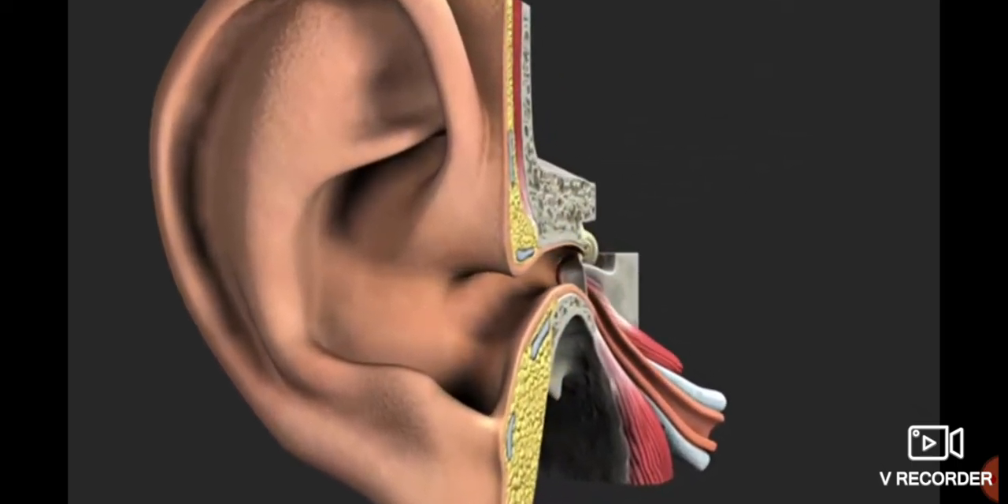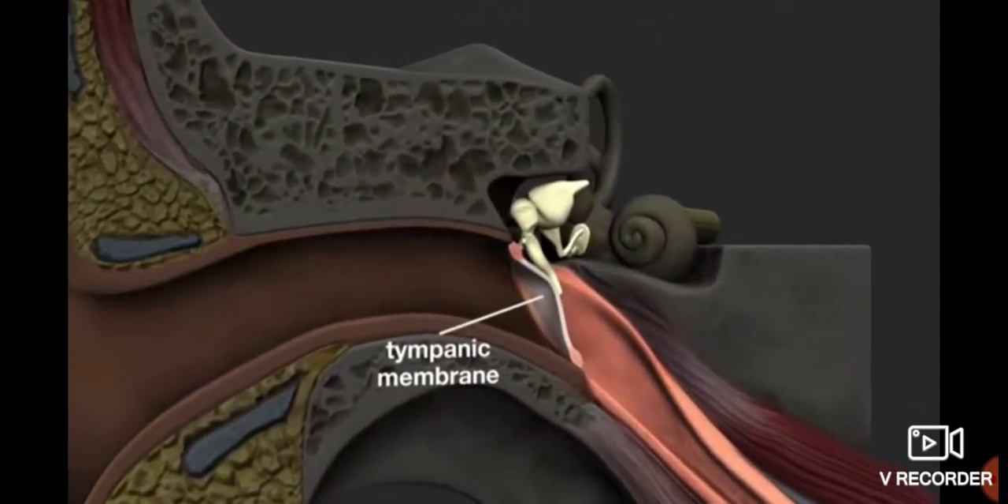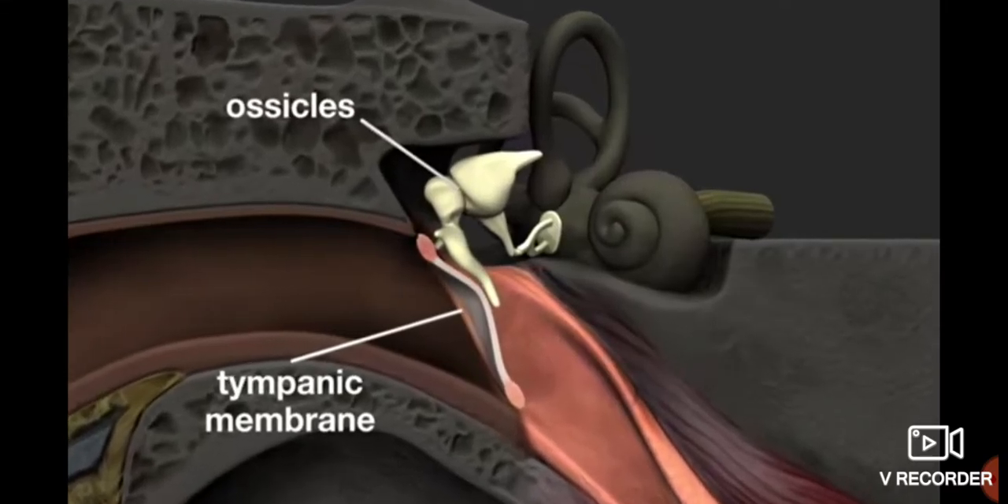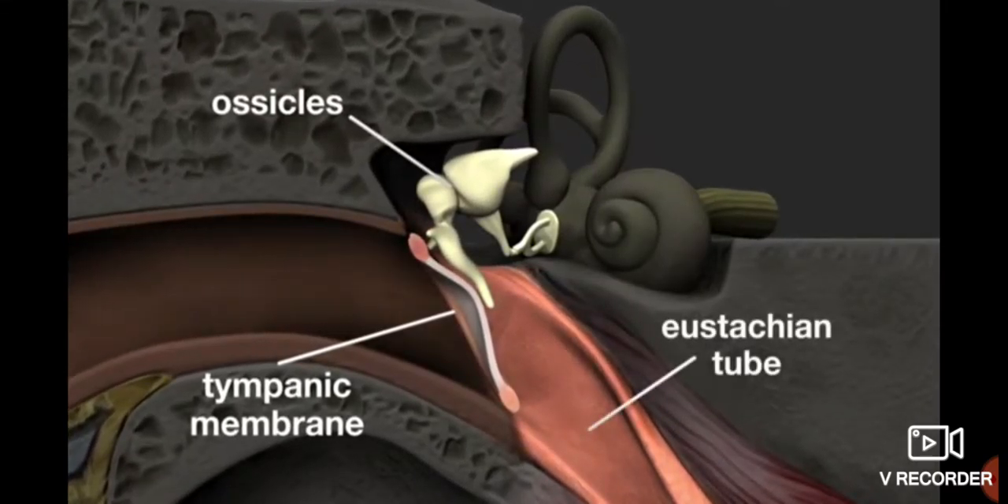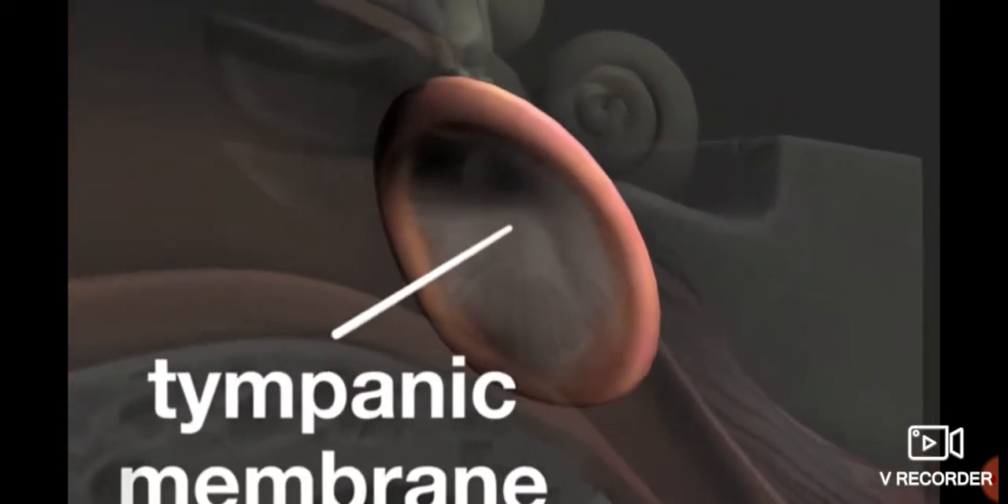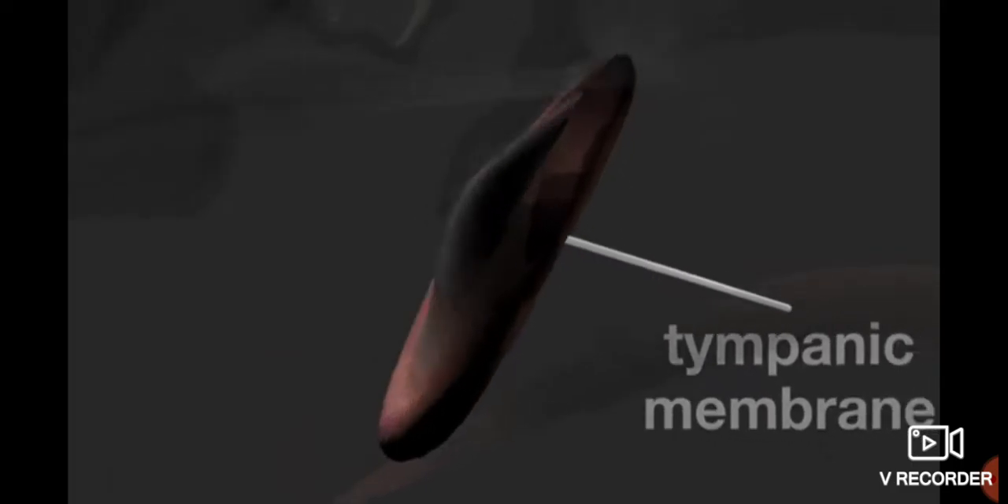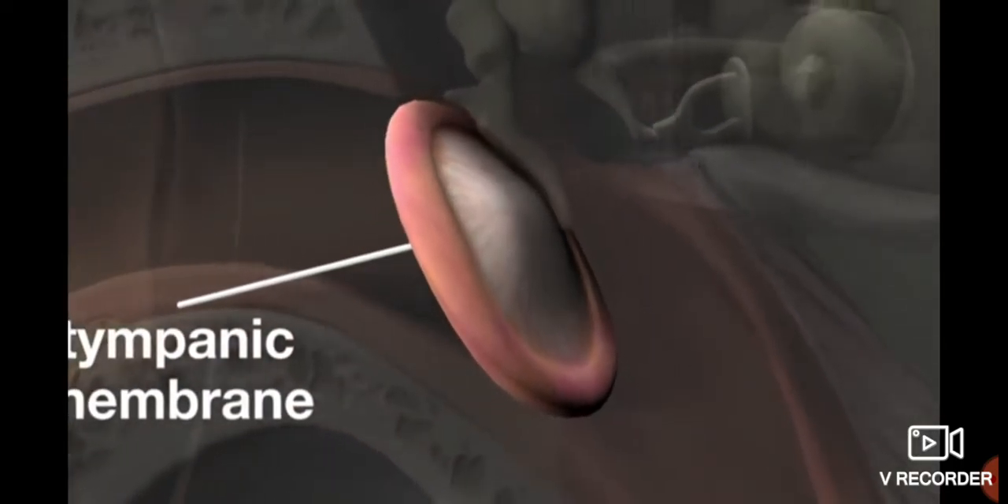The middle ear is a temporary cavity located in the temporal region of the skull. It consists of the eardrum, the tympanic membrane, the ossicles, and the eustachian tube. The tympanic membrane is a concave membrane which has a rich blood supply.